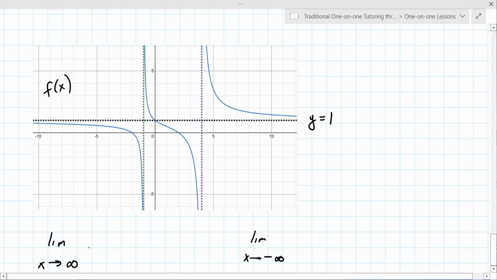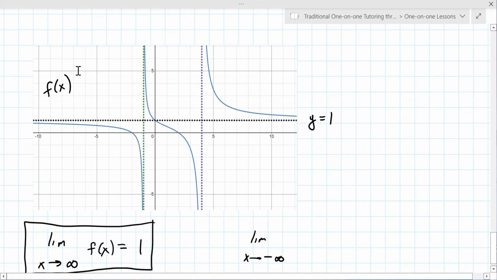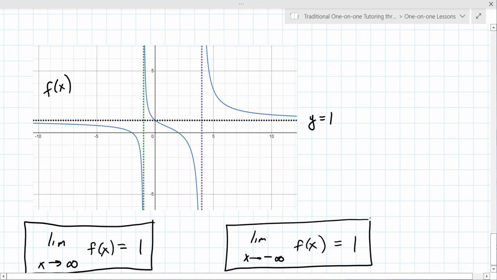I got as x approaches infinity, y approaches 1. Yes, now, just to be clear, this is what your instructor is expecting for your answer, or if they gave you it as y, but f of x is fairly standard. How about the other way? I got as x approaches negative infinity, y approaches 1. Yes, they generally approach the same value, but not always.